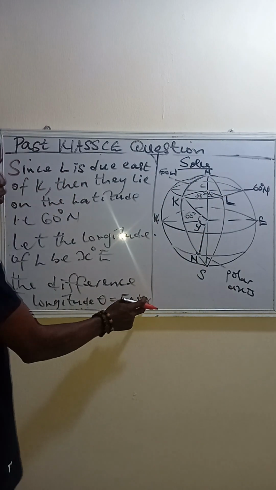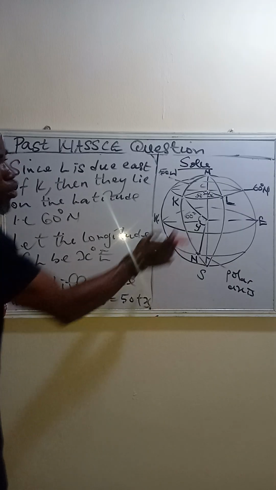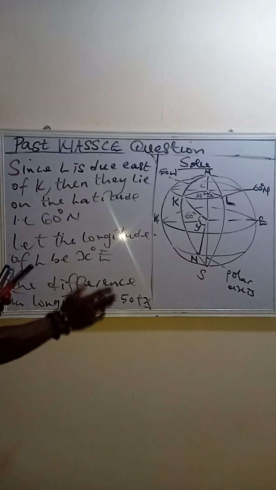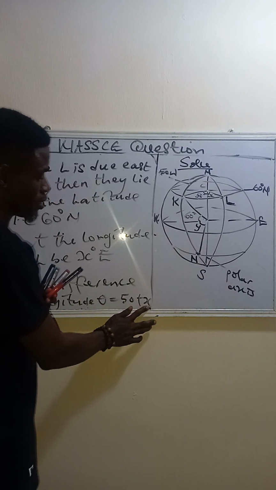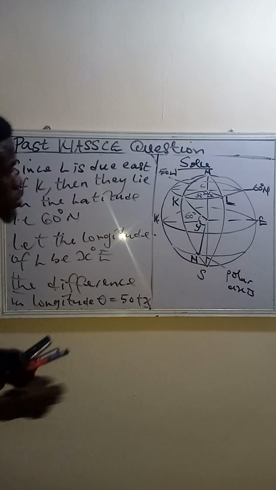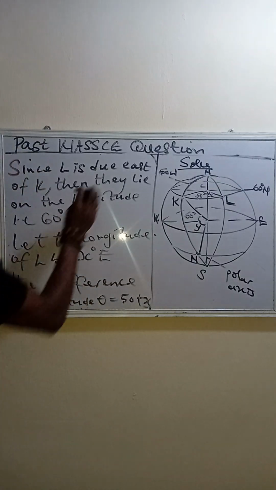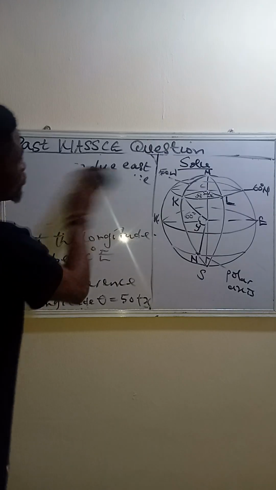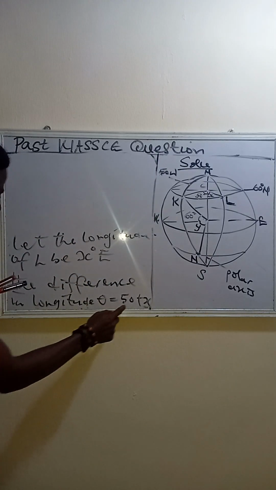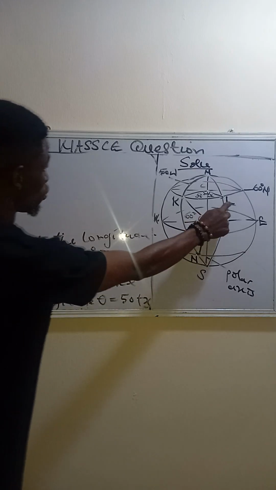Why is it 50 plus x, not 50 minus x? Because both of them are on opposite sides. So when both of them are on opposite sides, you add them together. Okay? And what is the question to consider? We have to find the longitude of L.